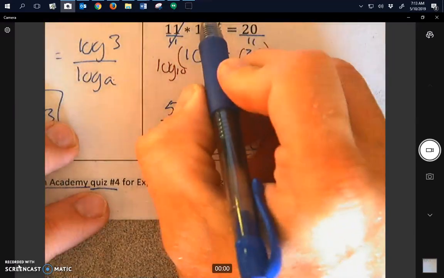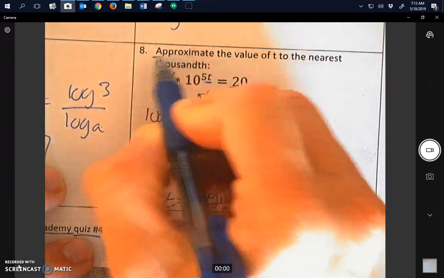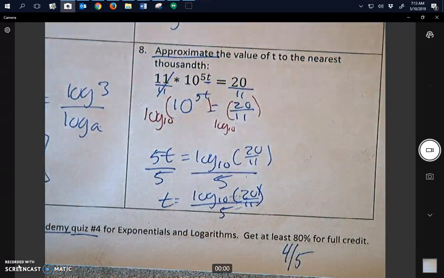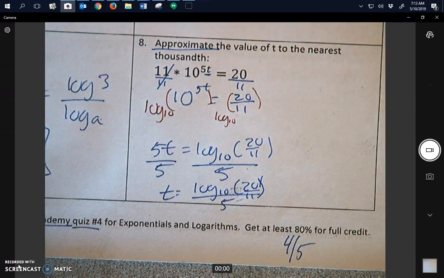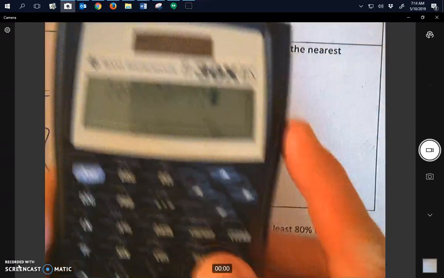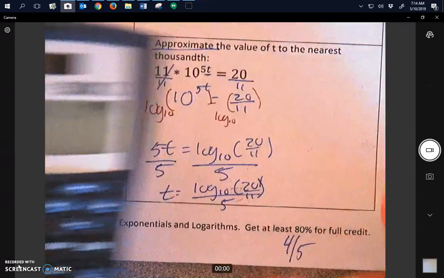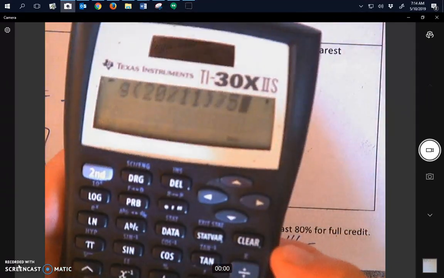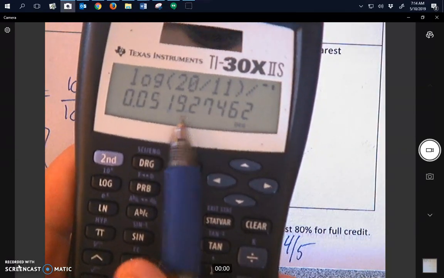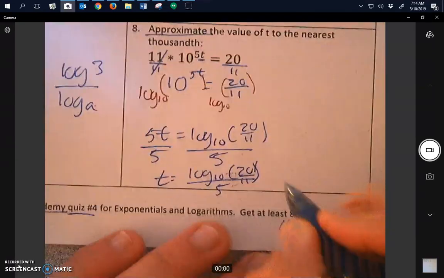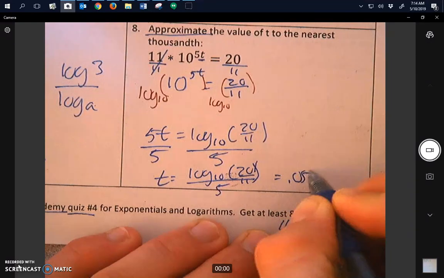Now we need to approximate the value, so we put this in the calculator, since that would be the exact answer. So log base 10, we have 20 divided by 11, and we're dividing all that by 5. We get 0.0519. That 9 rounds that 1 up to a 2. So 0.052.